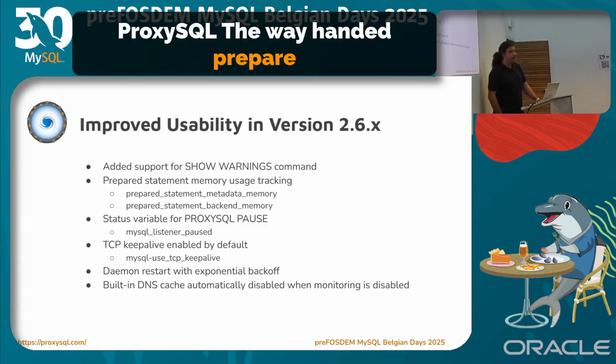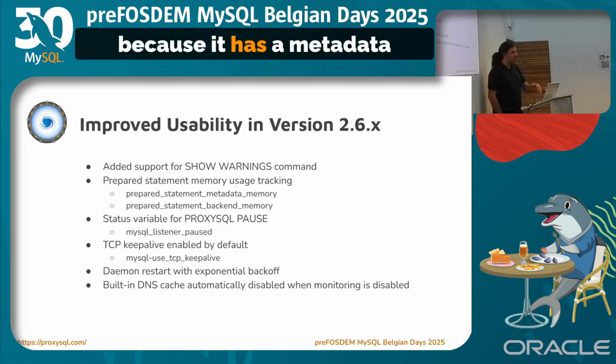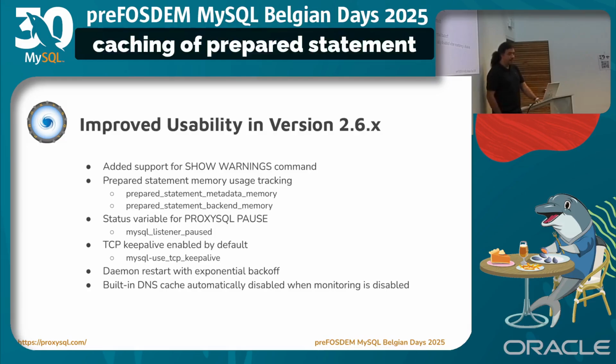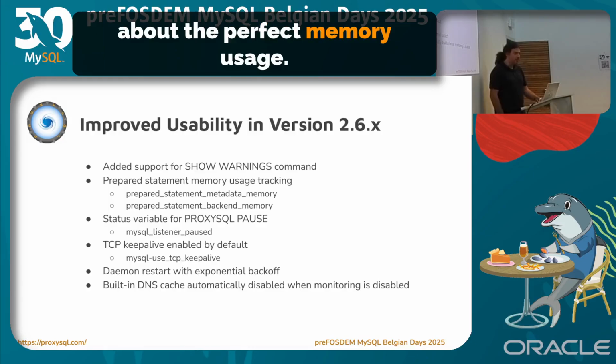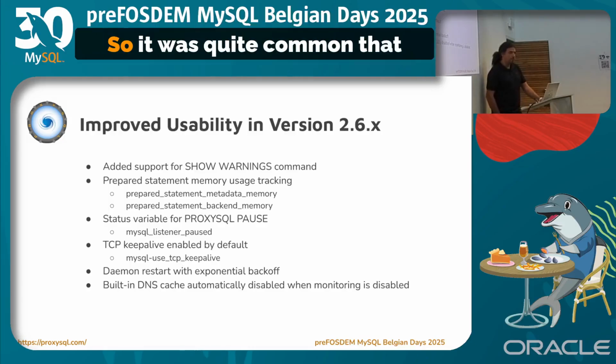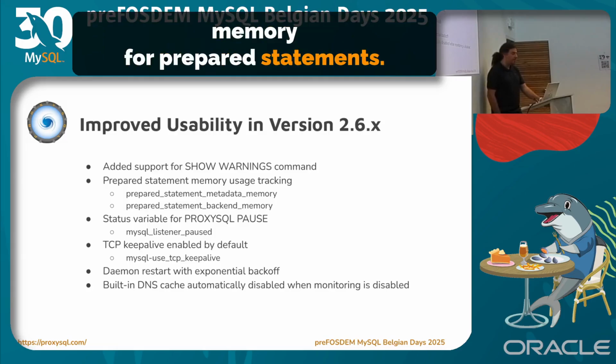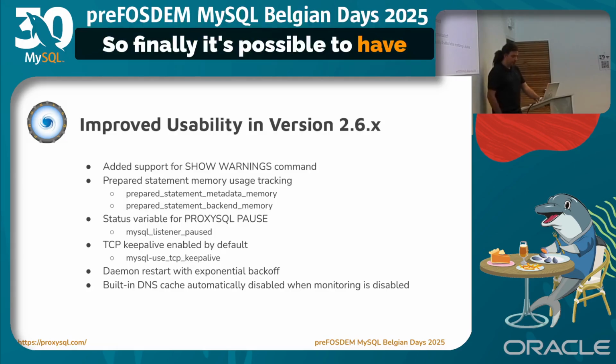Prepared statements. The way ProxySQL handles prepared statements is quite complex because it has a metadata cache of the prepared statements, and they can use quite a bit of memory. It really depends on your query pattern. Now we also have statistics about the prepared statements memory usage. It was quite common that ProxySQL was using a lot of memory for prepared statements, so finally it's possible to have those metrics.